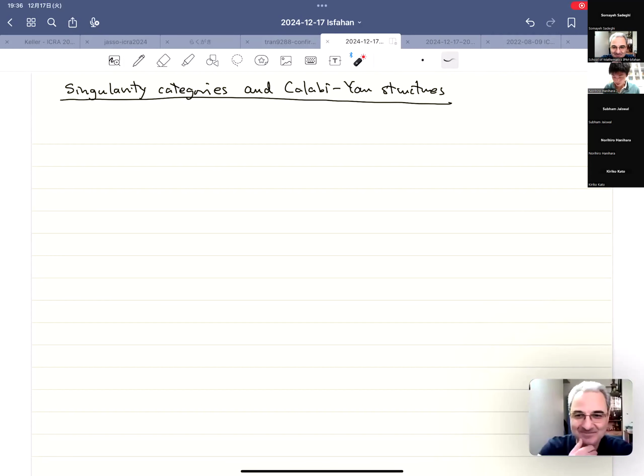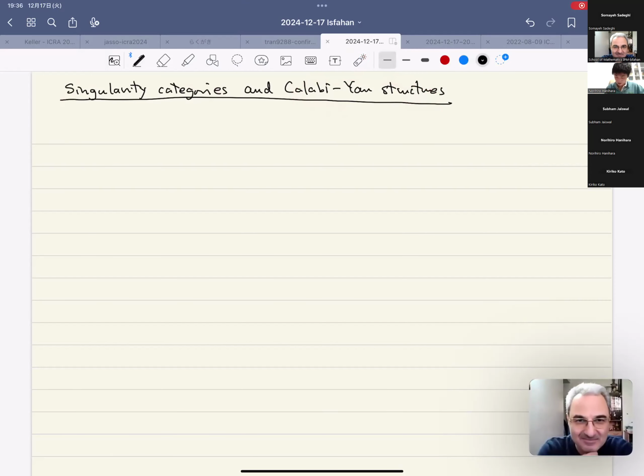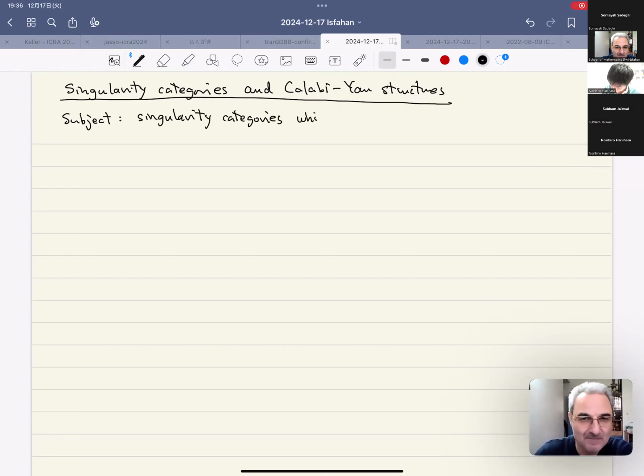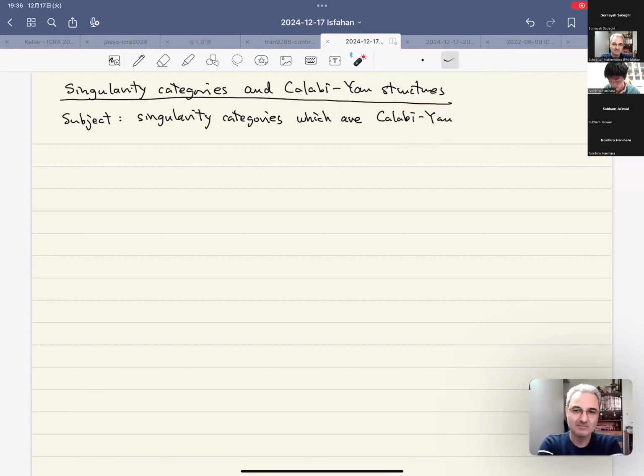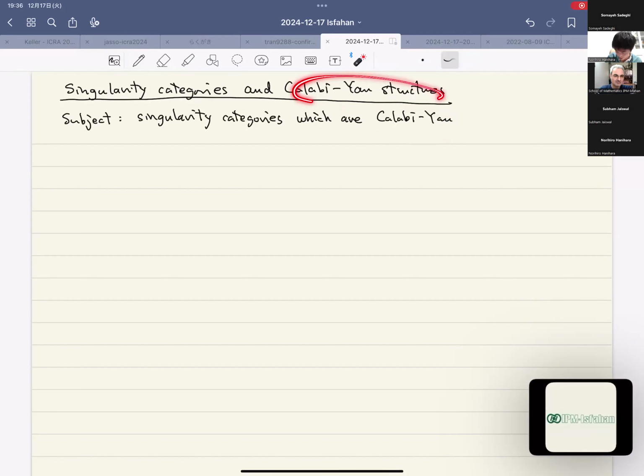Today I would like to talk about singularity categories and Calabi-Yau structures. So I will be interested in singularity categories which are Calabi-Yau. Calabi-Yau property is a property of triangulated categories. And so what about Calabi-Yau structures? Well, it is more or less.